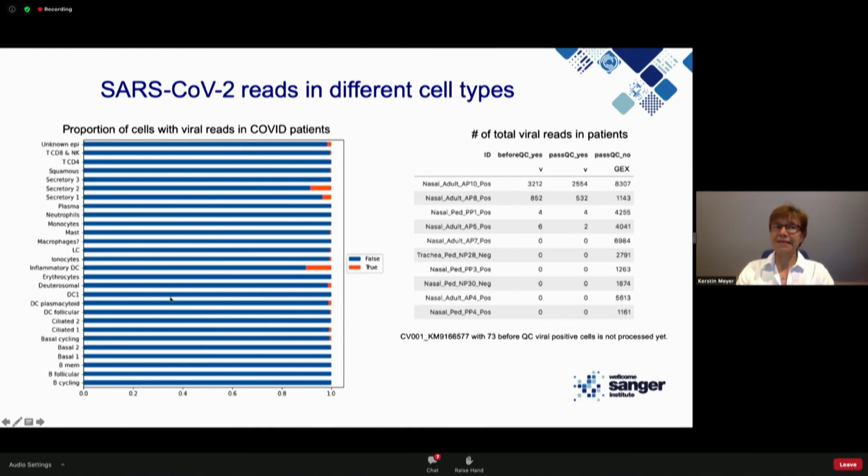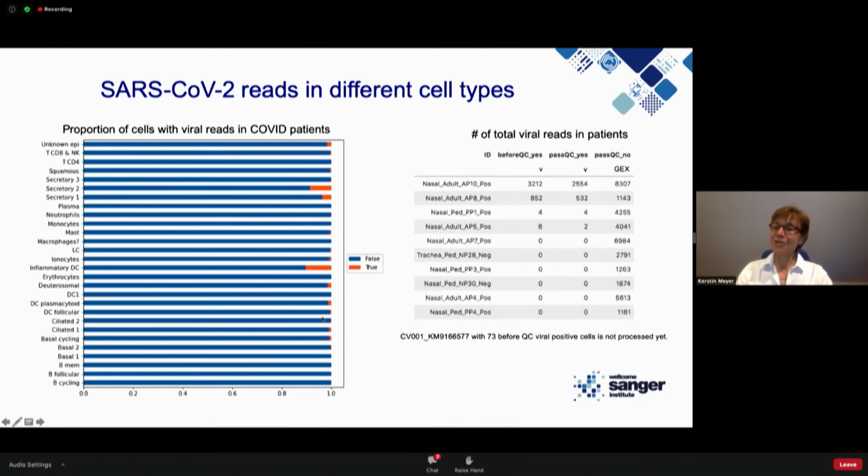And again, this makes sense in the biology because these are cells that take up virus in order to do antigen presentation. But actually, we also see a fair bit, not a large amount, but we do see viral reads across a number of different immune cells. Here in CD8 and NK cells, then here in mast cells, Langerhans cells, and so forth.